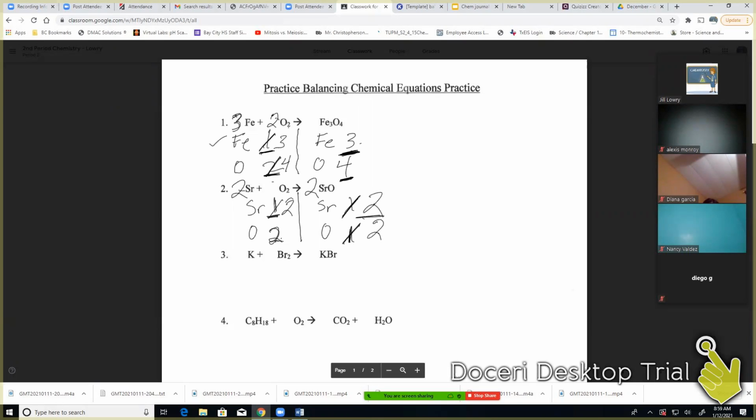Y'all skip number 4 for now. It's really hard. Virtual students, if y'all can skip number 4, it's a hard one. We'll worry about that later on. So skip 4.